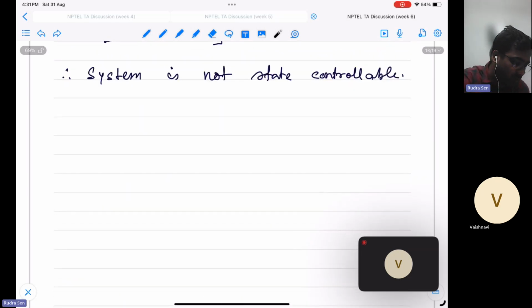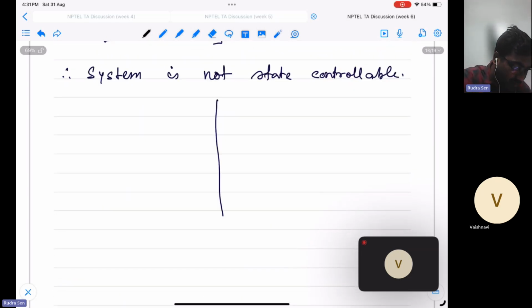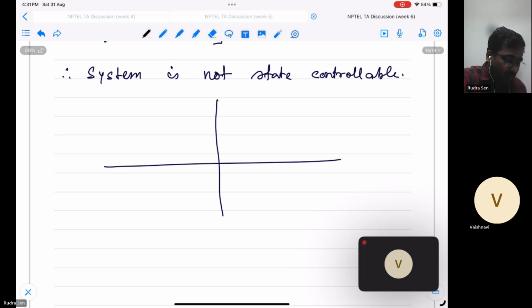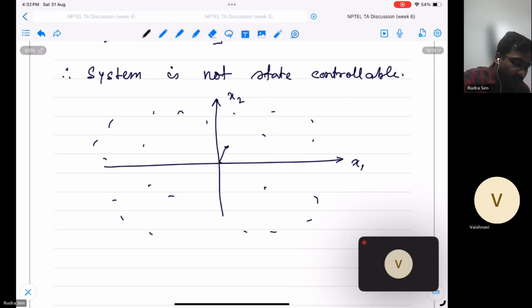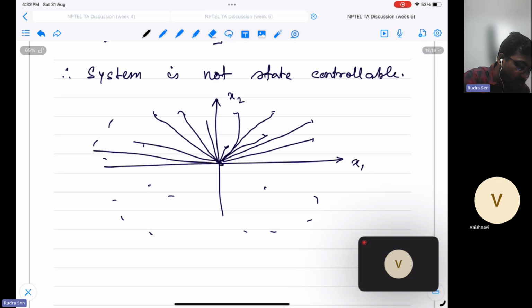Let's say the system is fully controllable, and this is x1, x2. I'm talking about a two-dimensional system. If the system state is fully controllable, then we can go to any state from zero. No one can stop it. We can go to any state from zero, right?